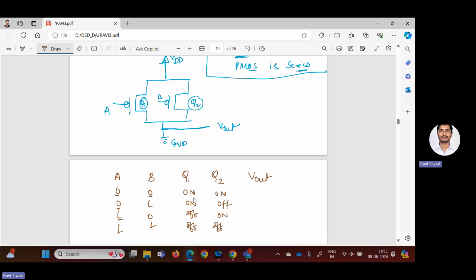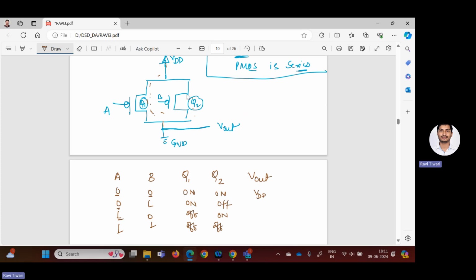Now you see, when I'm saying it's on, it means what? It's short circuited, right? So this is short circuited. Q2 is also short circuited. Vout is connected to what? Vout is connected to VDD. So the output will be VDD.